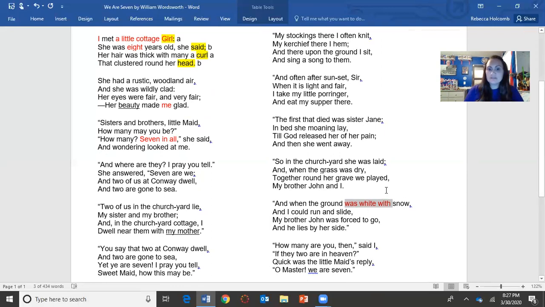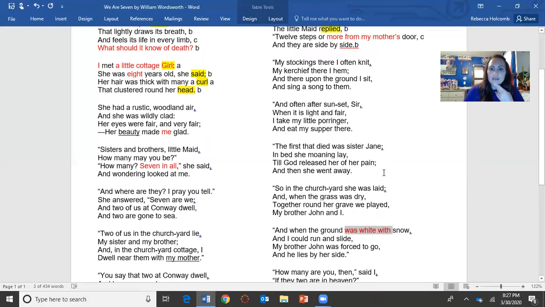Again, alliteration. We have a great alliteration. I love this one, sunset sir. I love alliteration using the sound. It sounds good. What is a porringer? That's a word that I had to look up. I wasn't sure what that was. I don't know if anybody knew what it was when I read it.